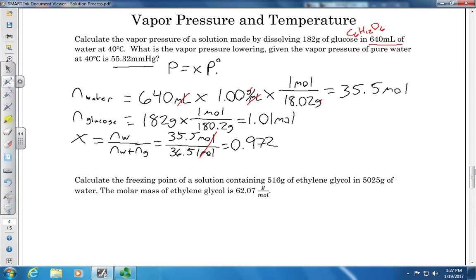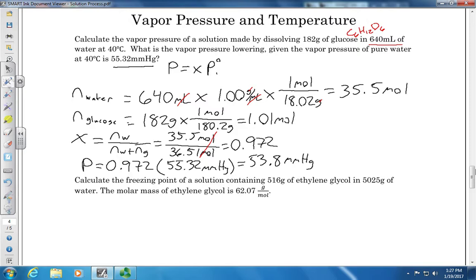And the result, after you've put it back into the original equation, we're trying to find pressure. So it's our mole fraction, 0.972, times our P naught sub 1, which is 55.32 millimeters of mercury, which gives us 53.8 millimeters of mercury.